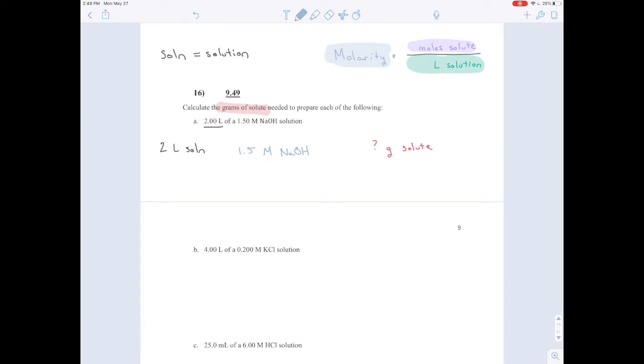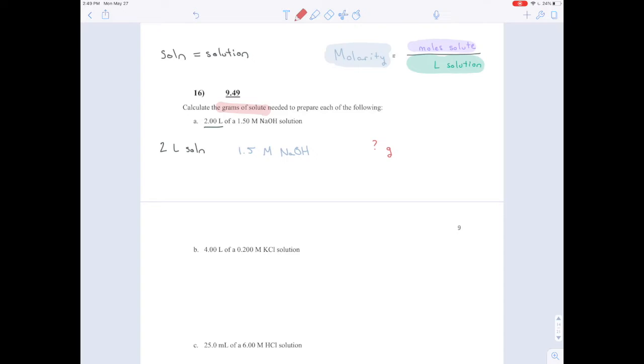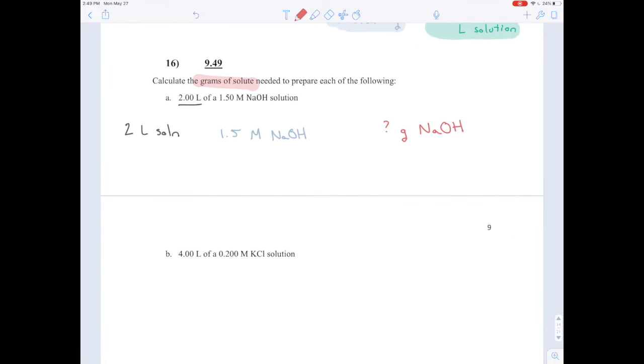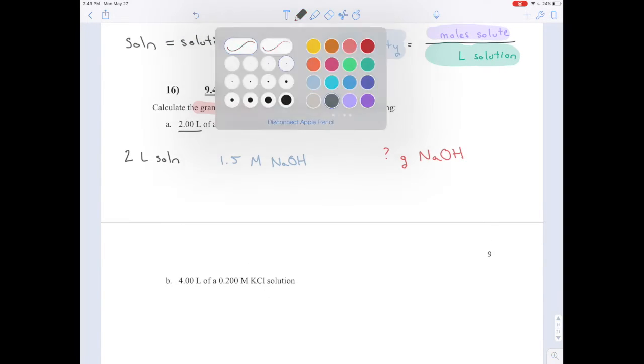Now NaOH here is the solute. That's the thing that you're sprinkling into the liquid in order to make it a solution, a mixture of different stuff. So that NaOH here is really what we want grams of. It's the solute. Okay, the first step for these is to break down molarity into its simpler units.